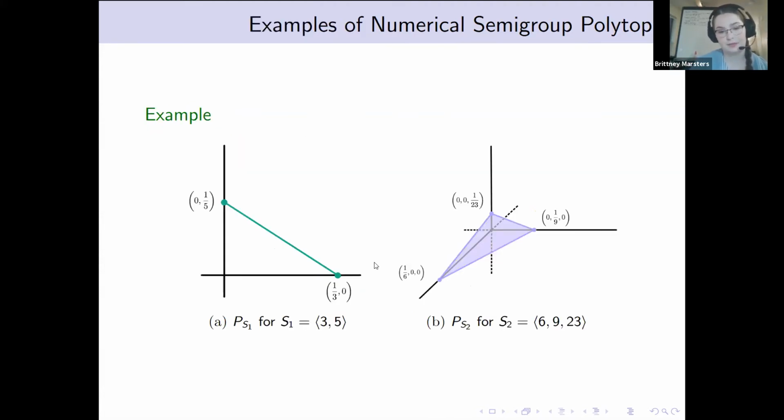So here are some examples. We take 2 generators, we're going to get that nice little line segment, that little codimension 1 simplex. And when we take more generators, we're going to get this nice little triangle sitting out in space. Keep in mind, this doesn't contain the origin. It is codimension 1, so it's just kind of like a little flat thing hanging out in space. If we want the integer points for an element of a numerical semigroup, we're just going to dilate this polytope.